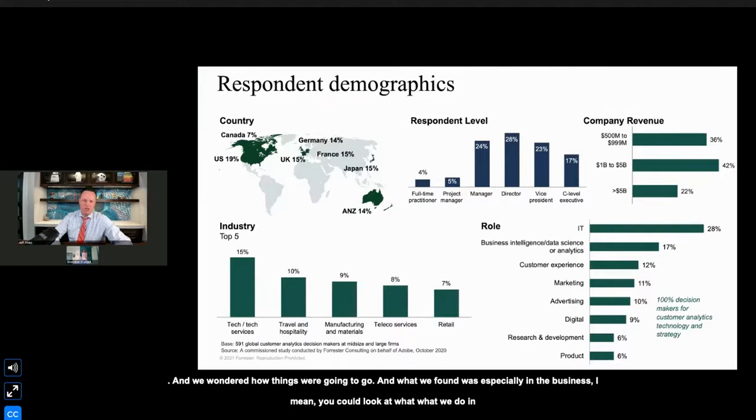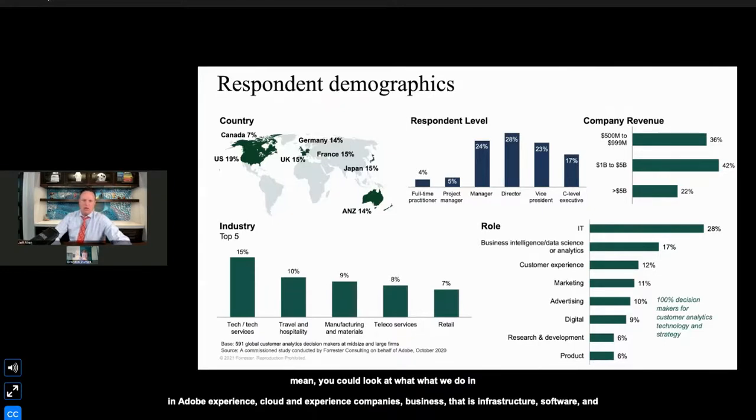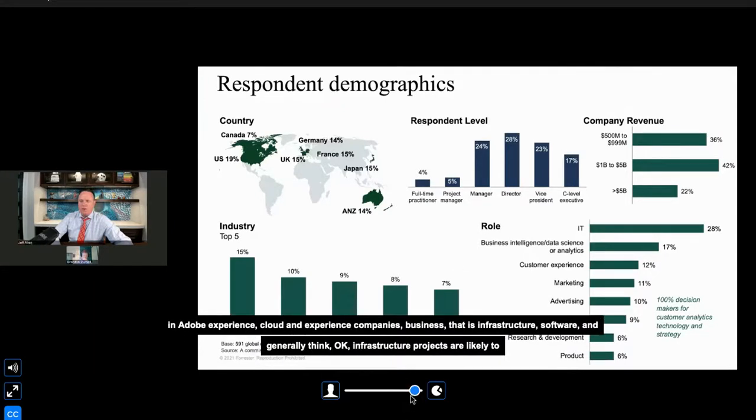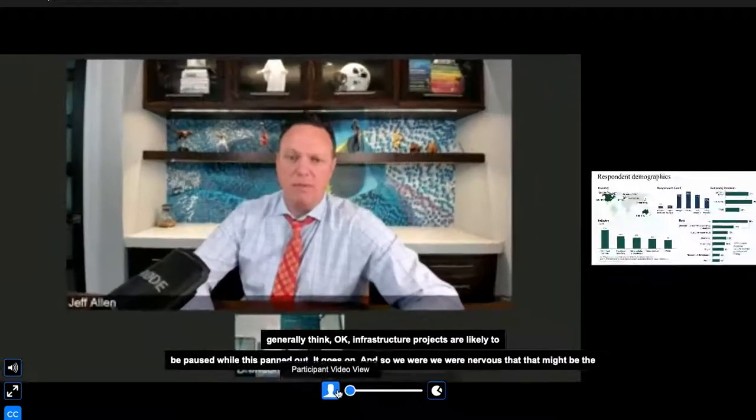Look at that as infrastructure software, and generally think, okay, infrastructure projects are likely to be paused while this pandemic goes on. And so we were nervous that might be the case. However, there's also strong historical precedent for brands who invest in marketing during difficult times coming out much stronger on the other end. So I think we had data that said there was a chance this could happen.